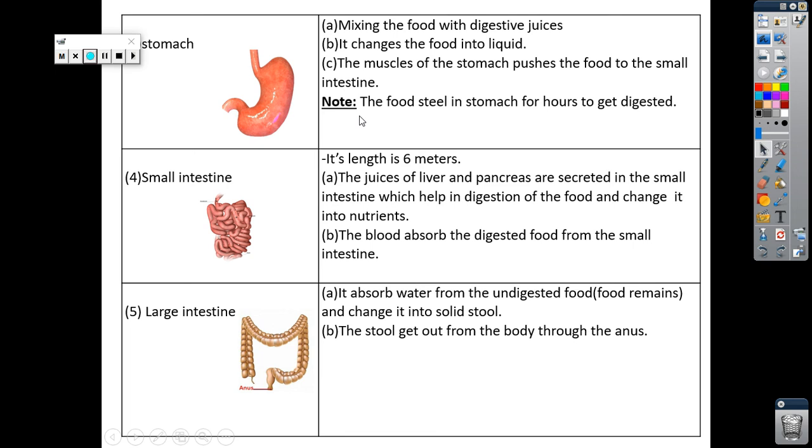But don't forget, when you are asked which organ in the digestive system the food stays in for hours, it will be the stomach.